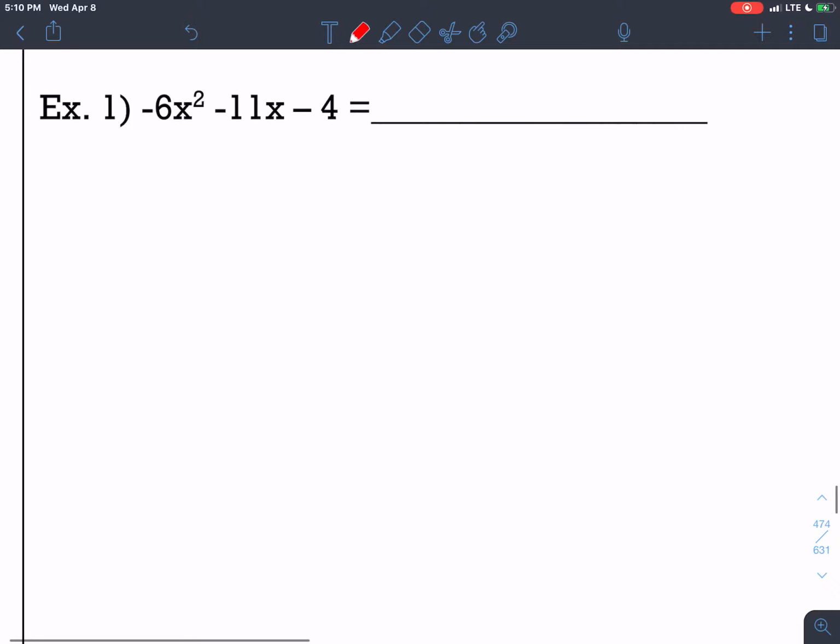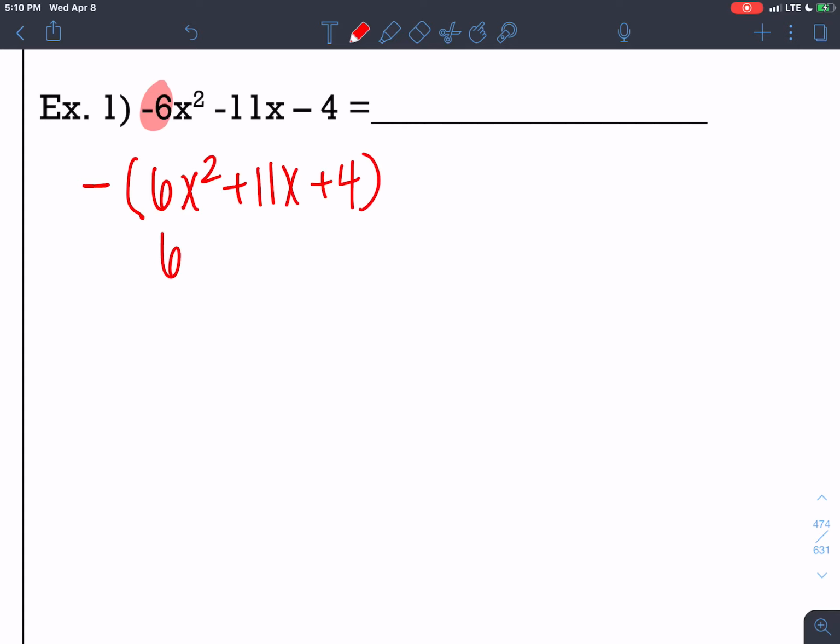I see here that my leading coefficient, this guy, has a negative in front of him. So I'm going to take the negative one out. Negative, and everybody's going to change to the opposite sign.